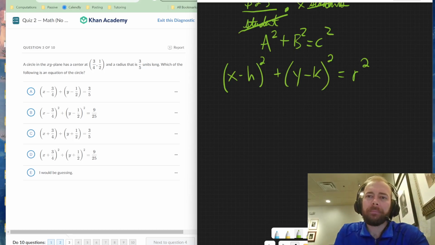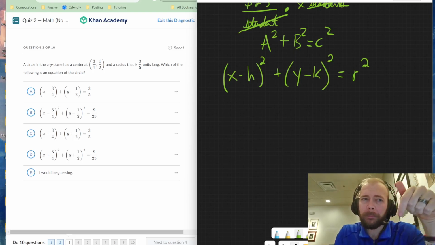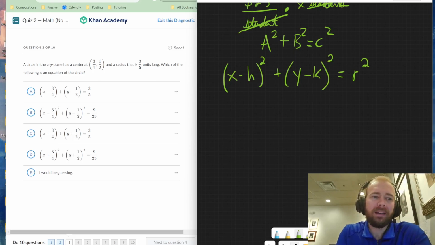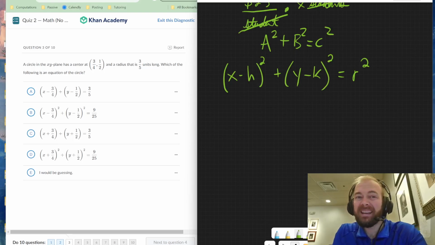By the way, how to use the equation is also important. It's minus h, minus k, so we need to flip the sign of whatever we have. So it's going to be minus 3/4. That means it's either a or b. And then it's also minus a half, which a and b both have, so it's still between a and b.